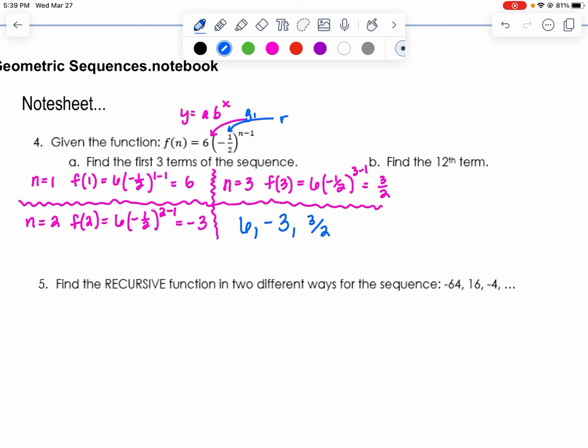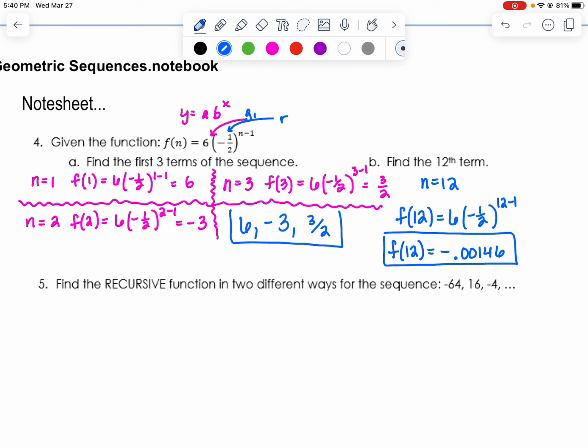Okay, then we need to find the 12th term, which means we're finding when n is 12. So the 12th term is f of 12, which is 6 times -1/2 to the 12 minus 1. And if you go ahead and type that in your calculator, you should get for the 12th term, f of 12 is -0.00146 with a bunch of other numbers there. And that's our 12th term.